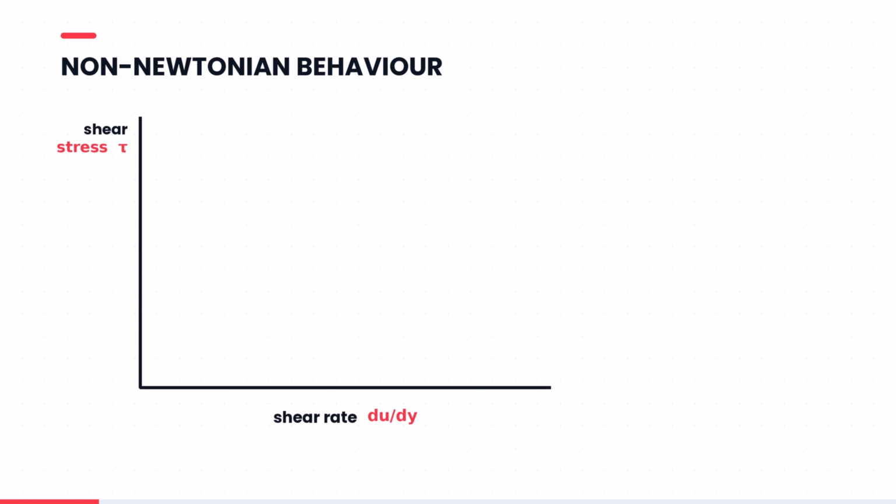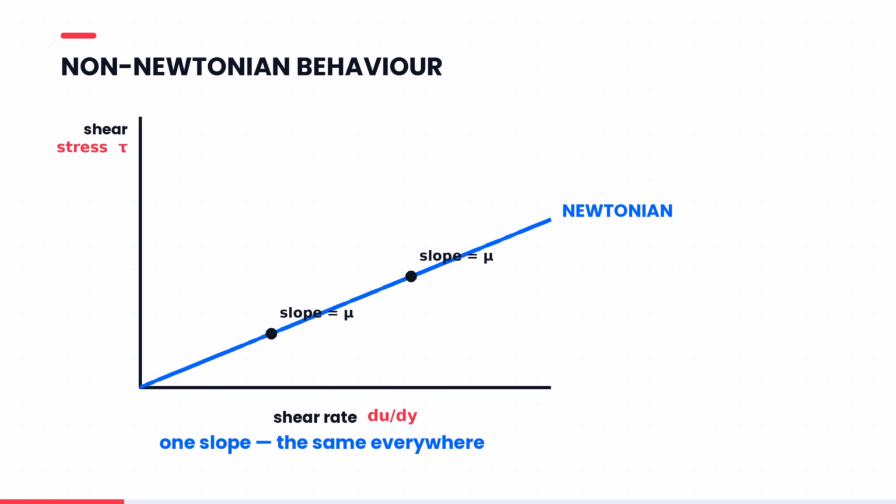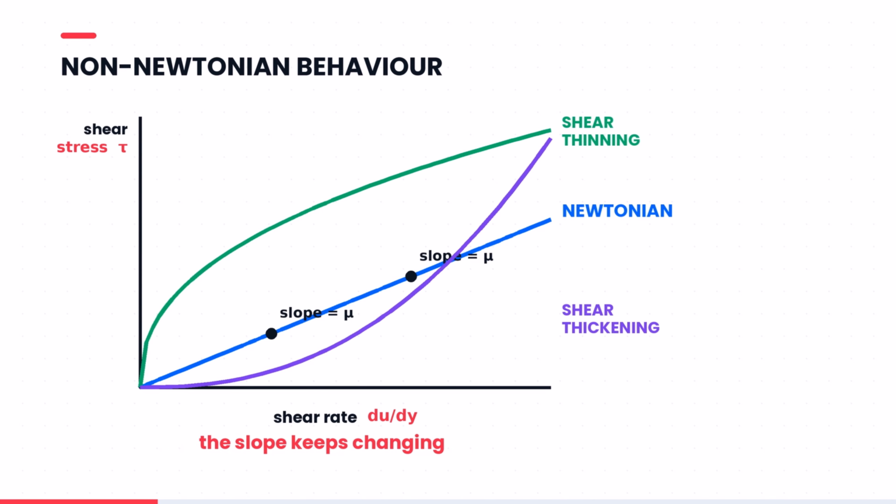Here is what made a fluid Newtonian. Plot shear stress against shear rate, and you get a straight line through the origin. The slope is the viscosity, and it is the same everywhere along that line. Double the shear rate, and you exactly double the stress. For a non-Newtonian fluid, that line bends.